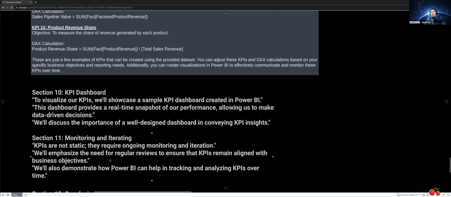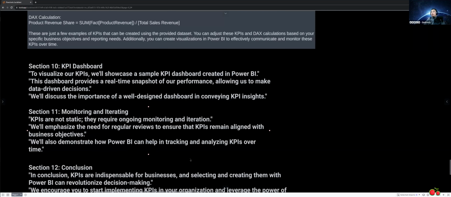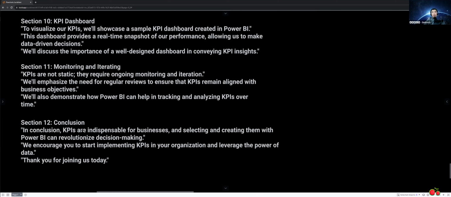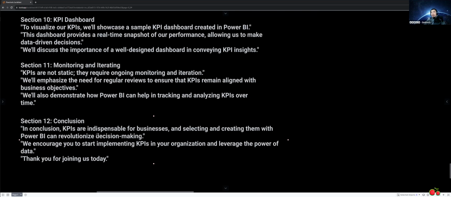So emphasize the need for regular reviews to ensure that KPIs remain aligned with the business objective. There we go. This is what I'm talking about. We'll also demonstrate how Power BI can help track and analyze KPIs over time. Now, the conclusion: KPIs, look at that.